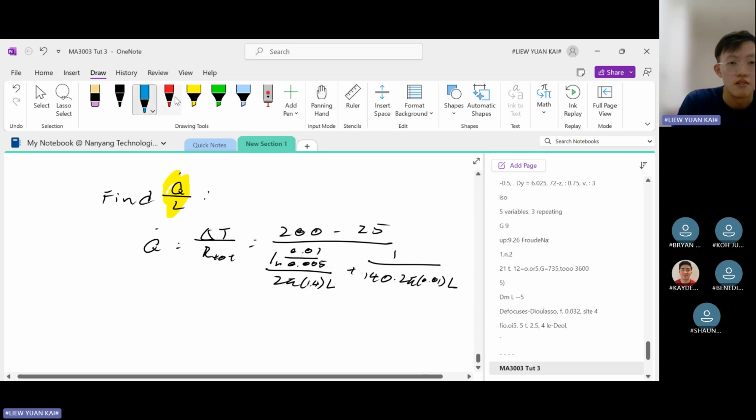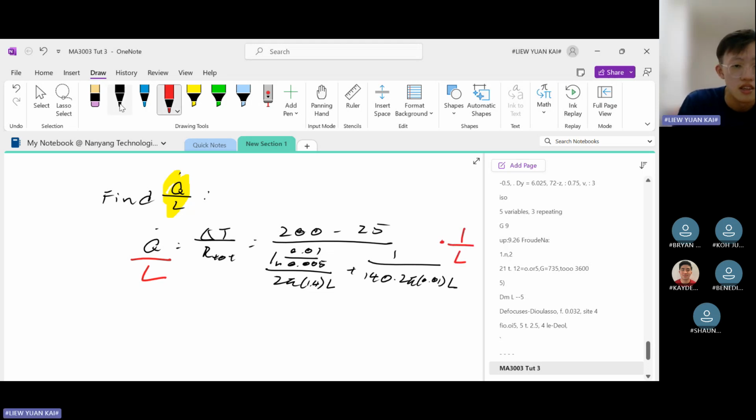Now this is how we're going to do it. We're going to divide both sides by L. So divide this side by L and divide this side by L. Okay.